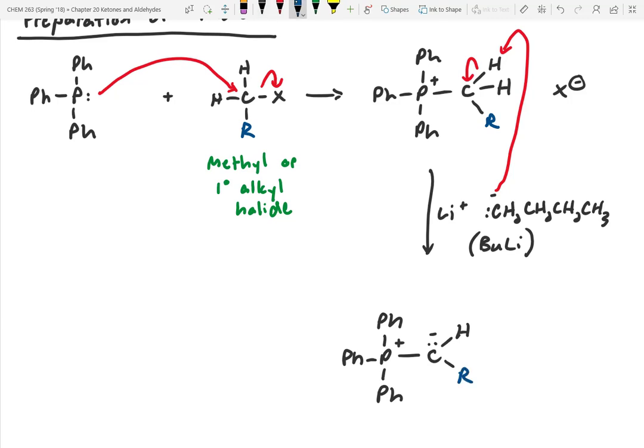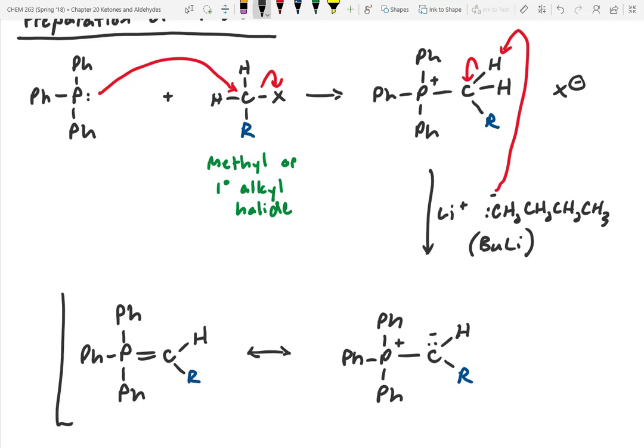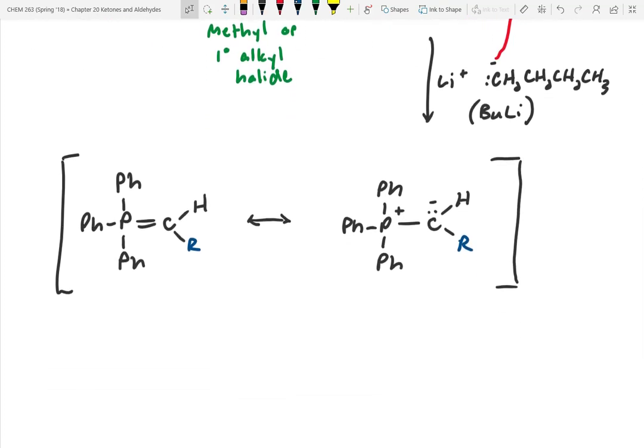And this is unique too because you can draw this in two forms, where one form has a double bond between the phosphorus and carbon, and the other one is a single bond. Phosphorus is unique that way where it doesn't have to follow the octet rule because it's lower down on the periodic table. These each have their own unique names. The one on the left is called a phosphorane, while the one on the right is called the ylid.